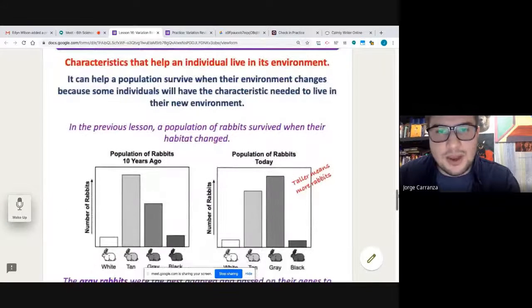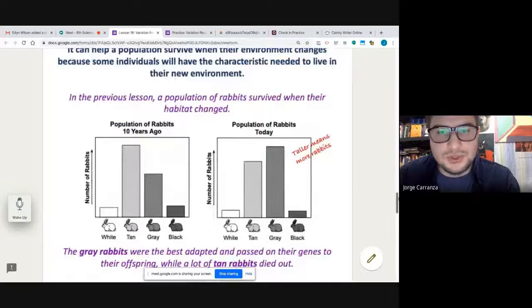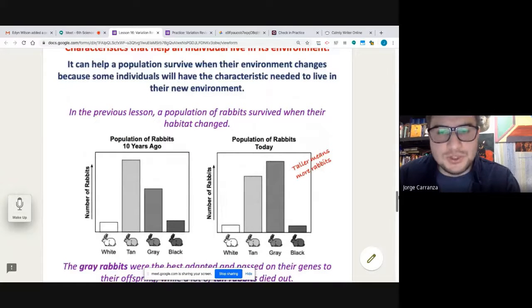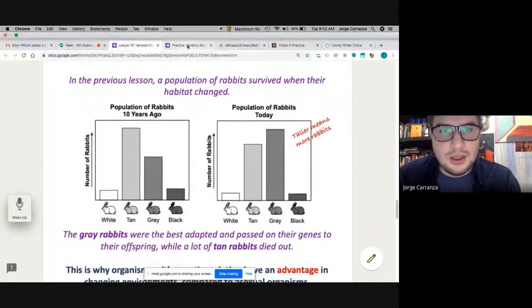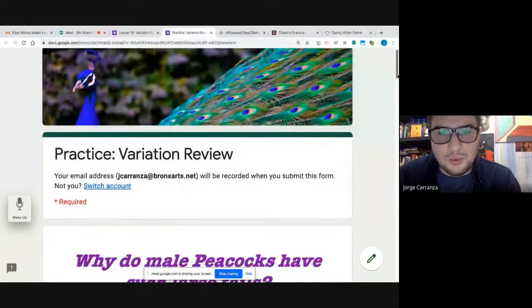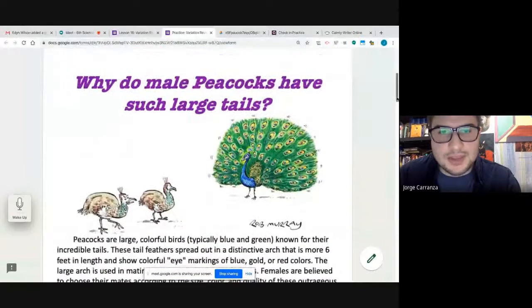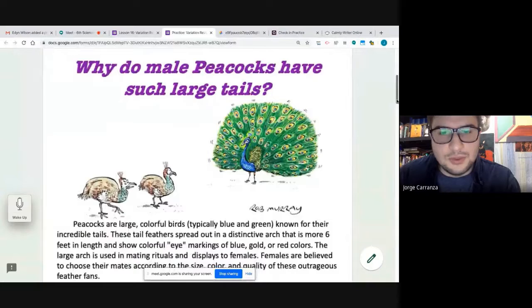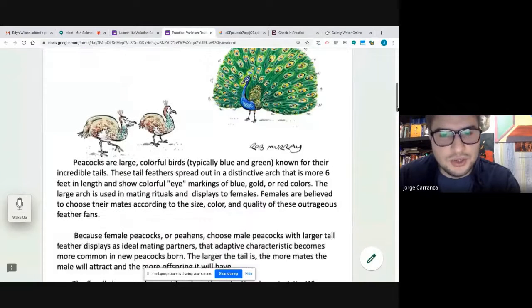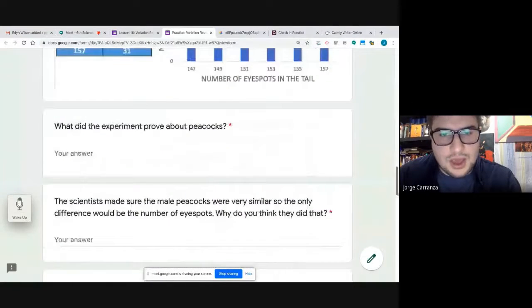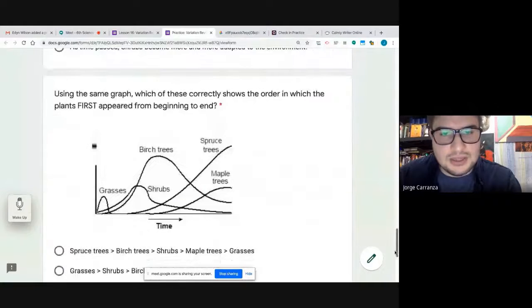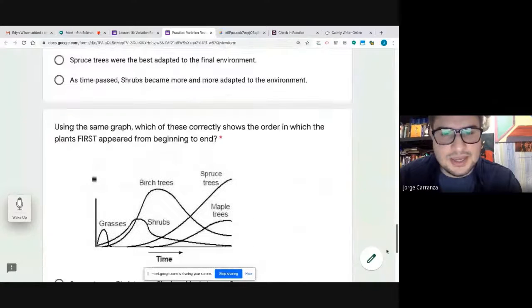And then we have the graph from 2 days ago. We're just describing it, just explaining it a little bit better. And for the practice, we have another example about sexual reproduction and also about genetic variation. We have a couple of graphs like this. You're going to see these graphs in the exit ticket and practice.